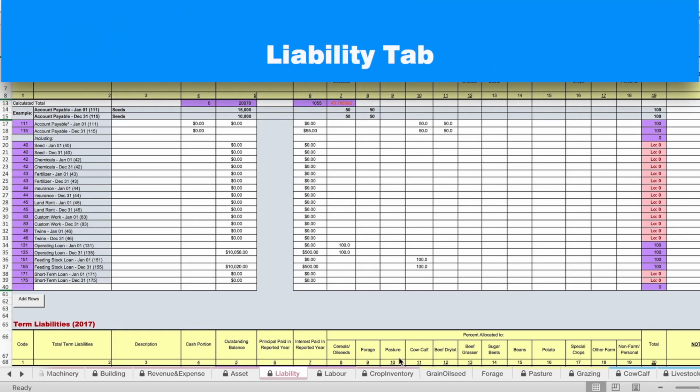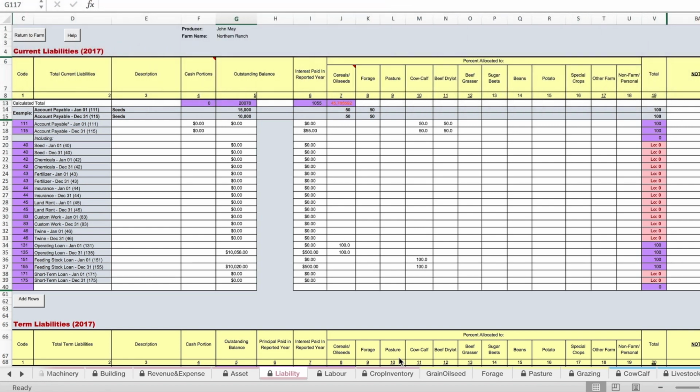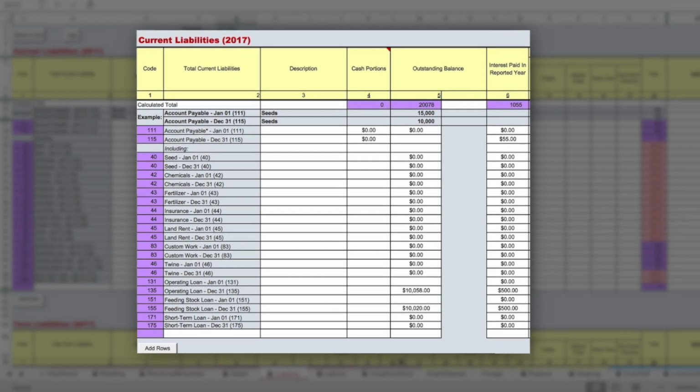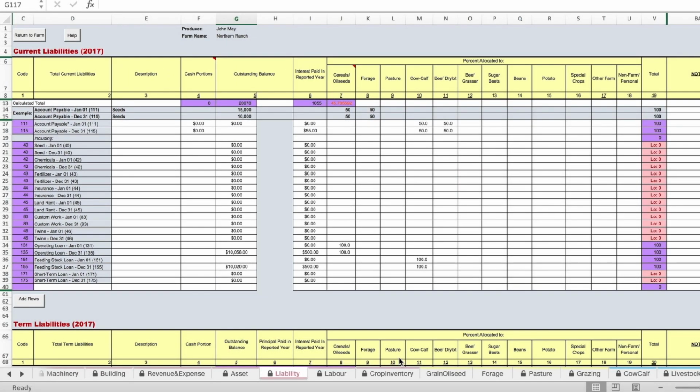The Liability worksheet records liabilities or debt information for the farm. The interest paid in the reported year is used in the cost of production calculations for the various enterprises on the farm. Accounts payable, operating loans, and beef feeder loans are those current liabilities expected to be repaid in the reported year. Remember to describe what the liability was for, as it will aid in allocating the interest expense to the appropriate enterprise.